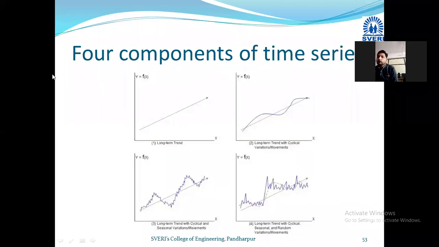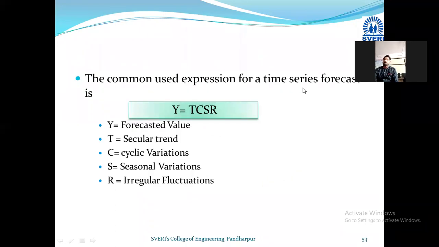So these are the four components of a time series. If you want to determine the demand on the basis of time series analysis, it is calculated as Y equals T multiplied by C multiplied by S multiplied by R, where Y is the forecasted value, T is the secular trend, C is the cyclic variation, S is the seasonal variation, and R is the irregular fluctuation.